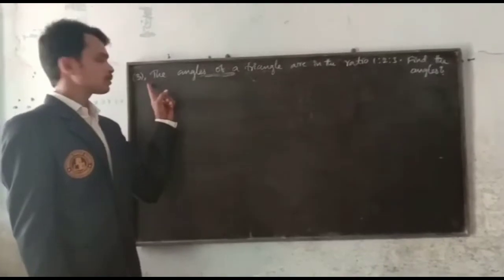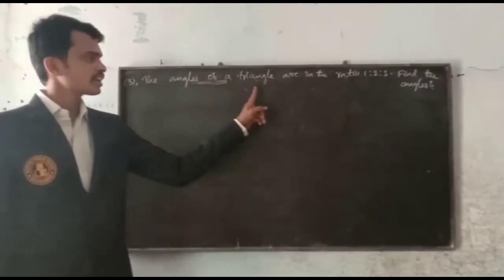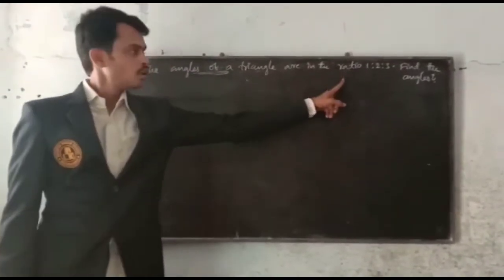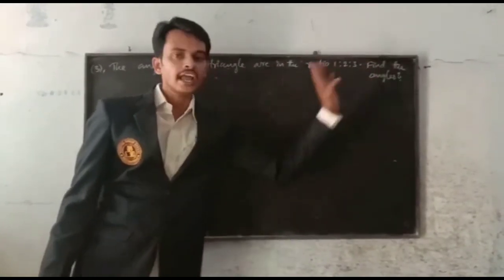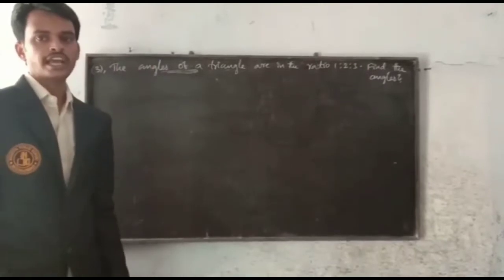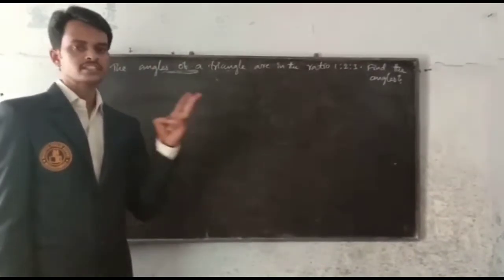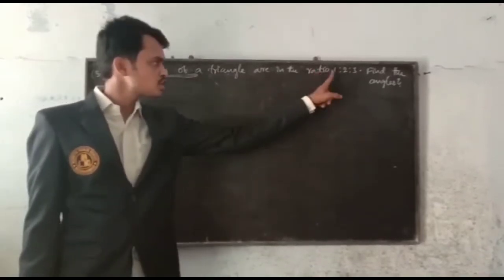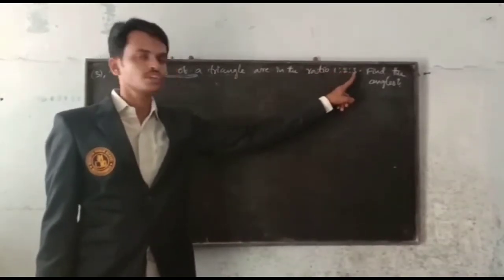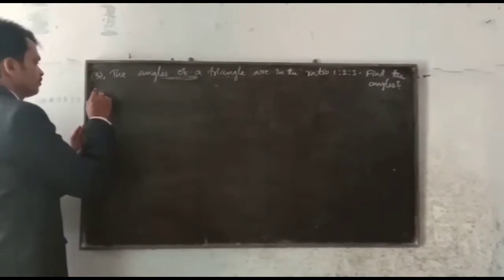So the sum of three angles is 180 degrees. Third problem: the angles of a triangle are in the ratio 1:2:3. Then we have to find out the angles. So we don't know the angles. The triangle has three angles. The three angles are given in the ratio. The ratio is what? 1:2:3.